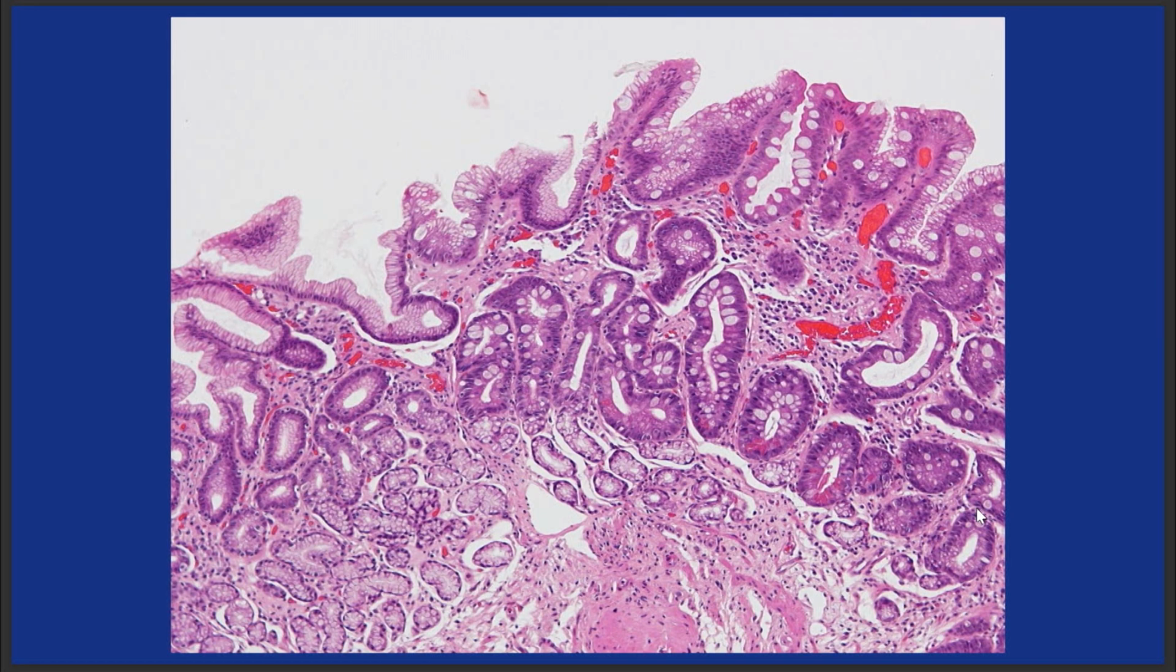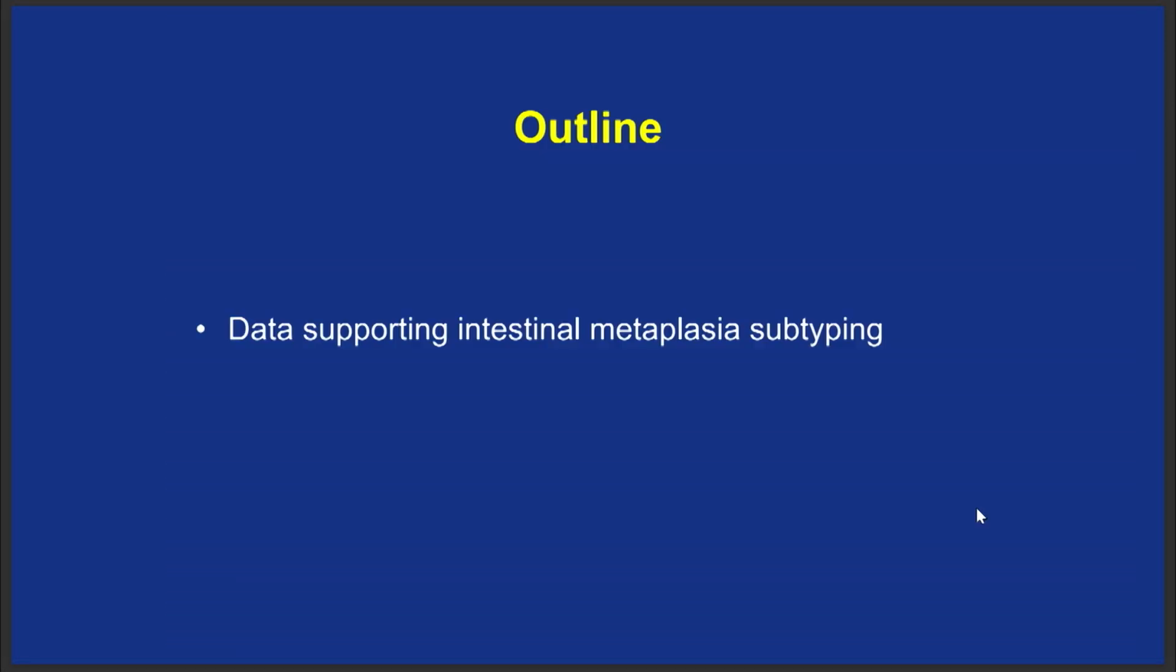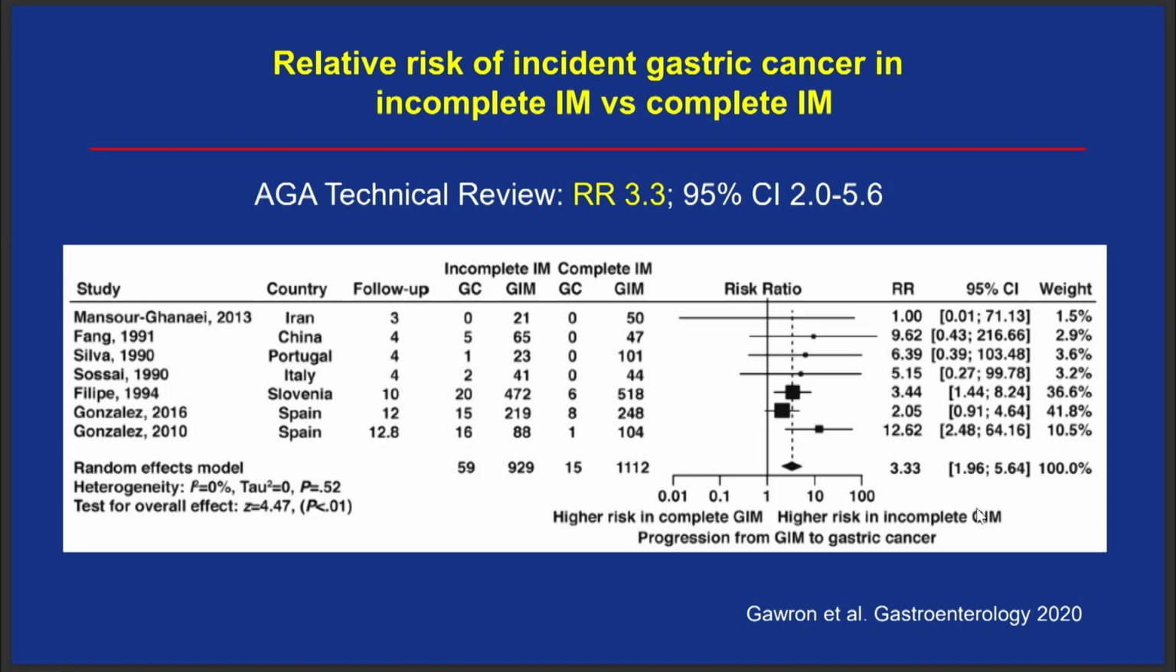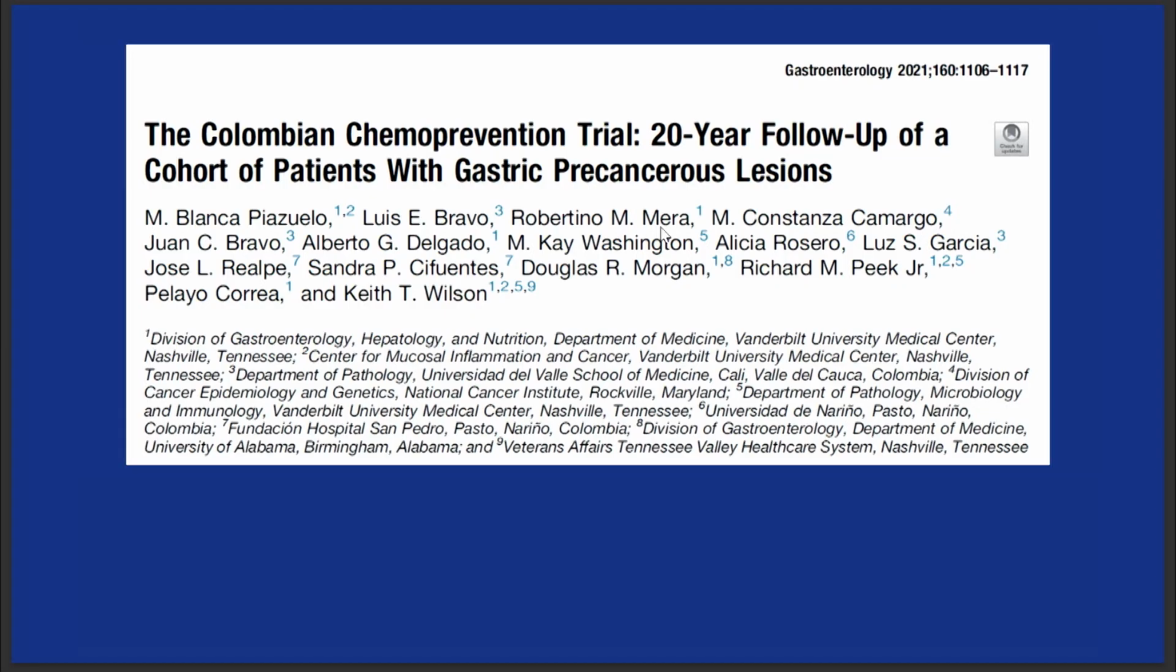Okay, so I will go back to this case, but first of all, I wanted to show some data about the intestinal metaplasia subtyping. So this is the AGA technical review, which recently found a relative risk for incident gastric cancer in incomplete versus complete of 3.3, supporting the subtyping. In our Colombian cohort, this is a paper that we recently published, which is the follow-up during 20 years of individuals with gastric precancerous lesions.